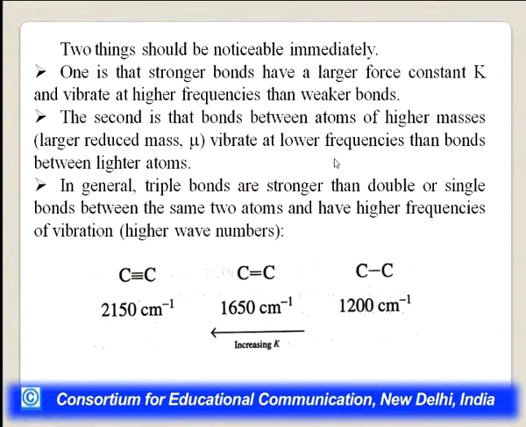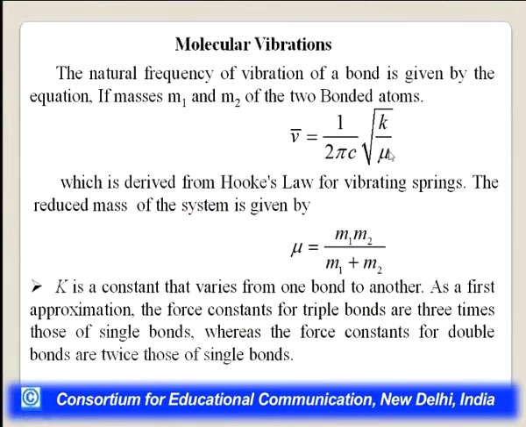One is that stronger bonds have a larger force constant, K, and vibrate at higher frequencies than weaker bonds. The second is that bonds between atoms of higher masses, or larger reduced mass, μ, vibrate at lower frequencies than bonds between lighter atoms. How can we observe all these things? Because of this relationship, because of Hooke's law, that is ν̄ = (1/2πc)√(k/μ).